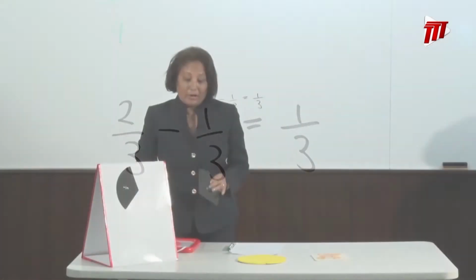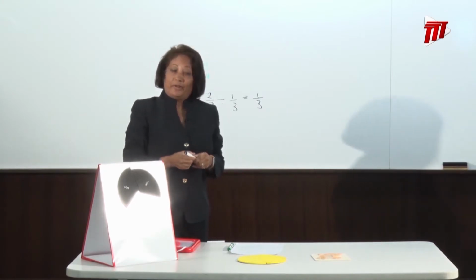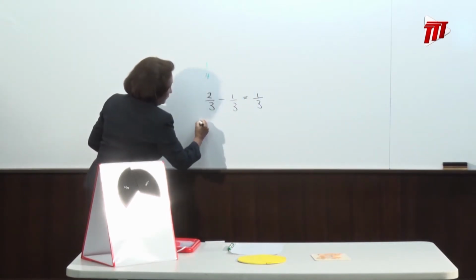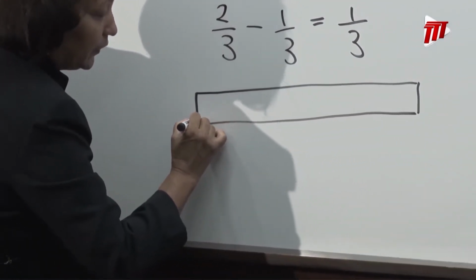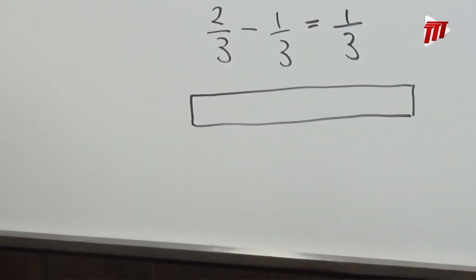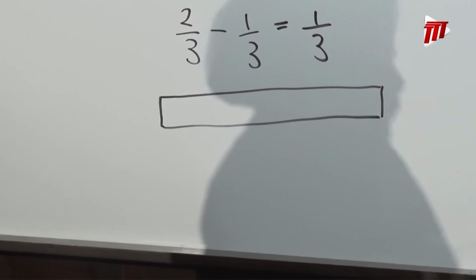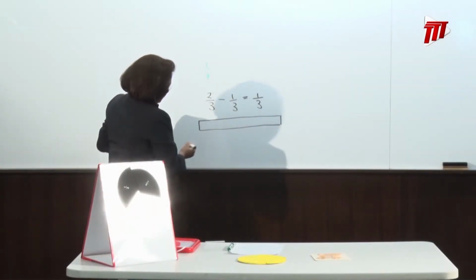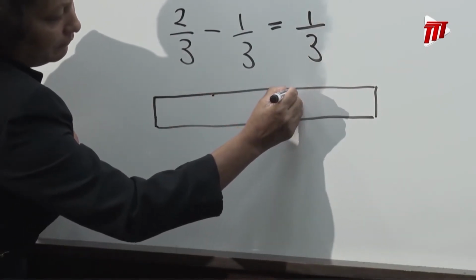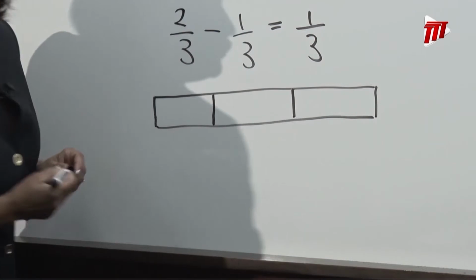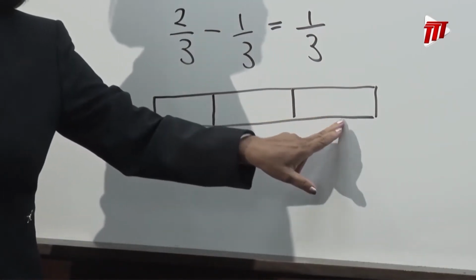Now, if I don't have a fraction circle, I could do it by drawing something that represents my whole. This is my whole. I want to divide it into thirds because I want to get 2/3. So I'm dividing it into 3 equal parts. So this looks about equal, 3 equal parts. If I put it here and here, what we have is 1/3, 2/3, 3/3.